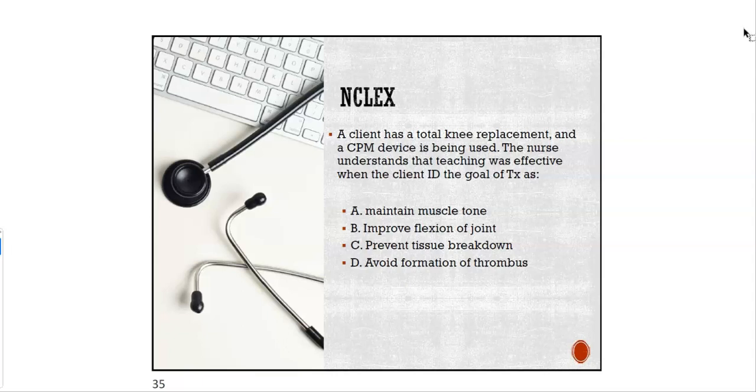Before we answer that question, we need to know what a CPM device is. CPM device is a continuous passive movement device. So this is kind of like one of those devices that they connect and the patient just moves their extremity to allow for range of motion. Anyhow, the main goal, so the answer to that would be B, improve flexion of the joint.